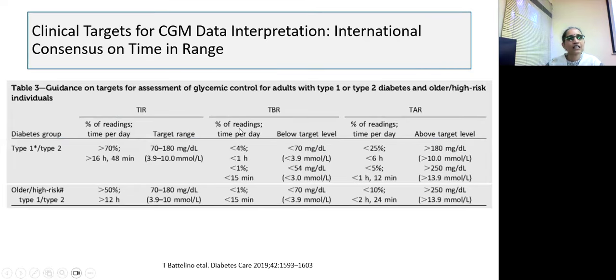Again, the international consensus for time in range is at least 70% for all type 1 and type 2 diabetes, and for older individuals and high risk individuals with multiple comorbidities, about 50%. For the time below range, it should be less than 4%, and less than 1% below 54. For high risk individuals, the time below range should ideally be less than 1%.